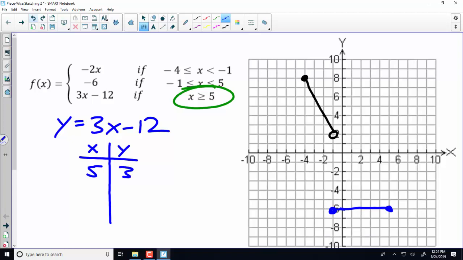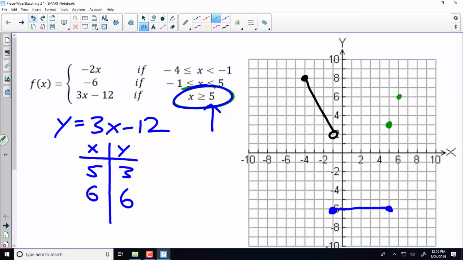Now I'm going to put in one more number because I need 2 points if I'm going to draw the line. I'm just going to use the next x value. We're working with values that are bigger than or equal to 5, so I'm just going to plug a 6 in, because 6 is bigger than 5. 3 times 6 is 18, minus 12, yes, you do get a 6 out also. All right, let's graph this one. So we got 5, 3, that is a solid point right there. And then we got 6, 6, which is also a solid point.